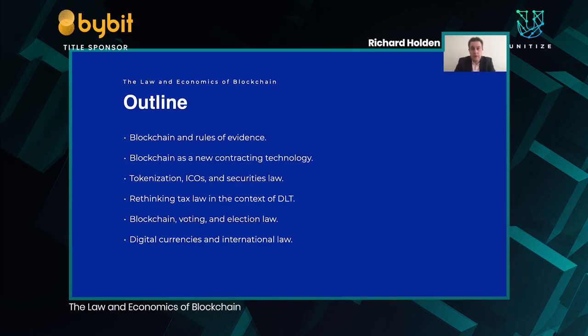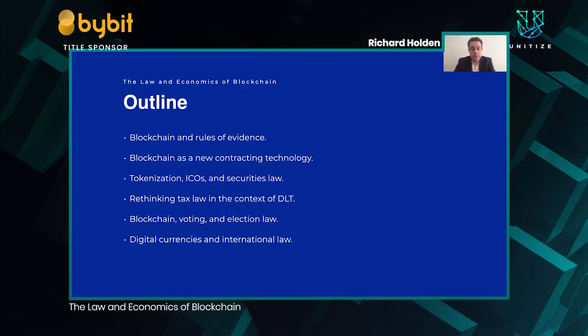I'm going to cover a few different areas of law as I just mentioned. The first is blockchain and the rules of evidence, which is in itself a building block for thinking about the implications of blockchain for a number of other areas of law. The second is to think about blockchain as a new contracting technology, potentially a superior contracting technology in some ways, and what the implications of that are, in particular for an old but very important literature on the boundary of the firm. The third thing is to think about tokenization, ICOs, and some of the issues to do with securities law around that, which have received a lot of practical attention.